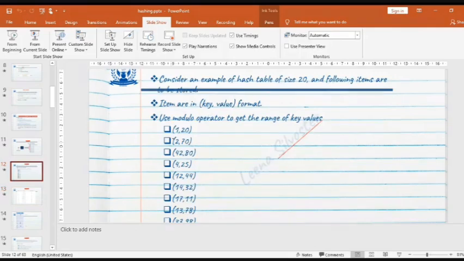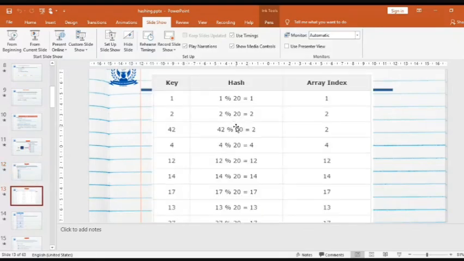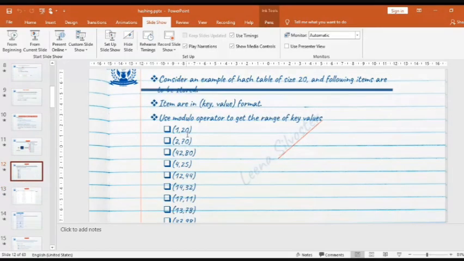The next pair is 2, 70. We divide 2 by 20 and then take the remainder. Actually, there is one mistake; here it is 2 divided by 20. So we get 2, and the array index is 2. We have to continue like that for the next elements and find all the values.